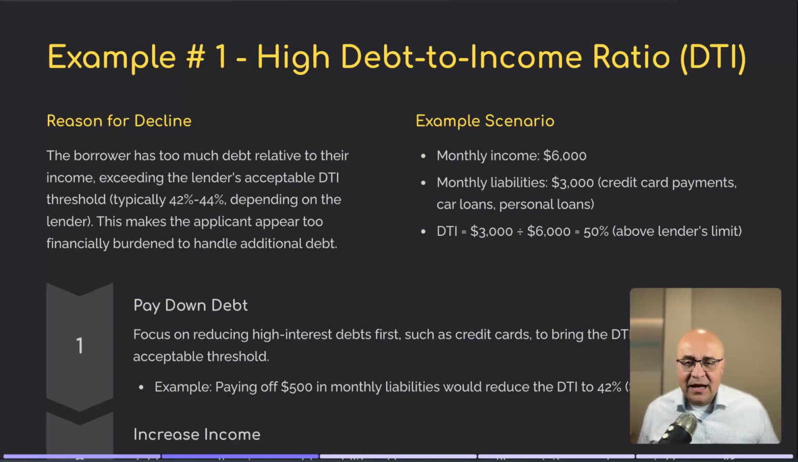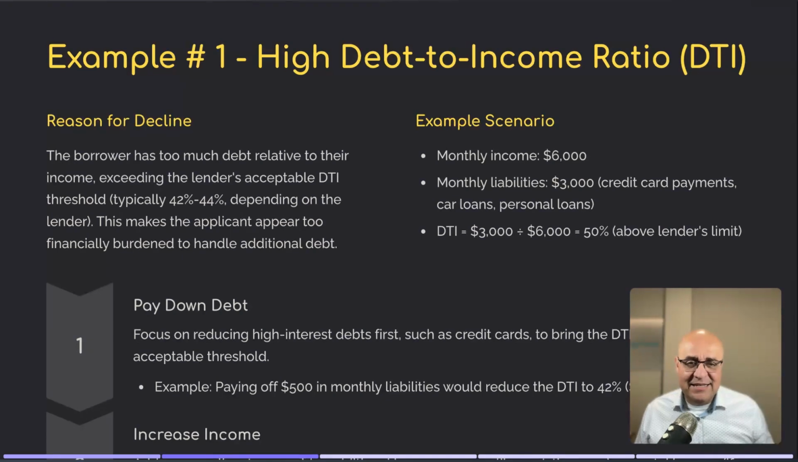Let's say the monthly income of the person is $6,000, and the liabilities are $3,000 a month: credit card payments, car loans and personal loans. So the debt to income ratio is 50%, which means he has too much debt for a mortgage to get approved. In this oversimplified scenario, when you submit an application through us, most likely we will show you the details on how the bank is declining your loan and what we're doing in order to approve it.